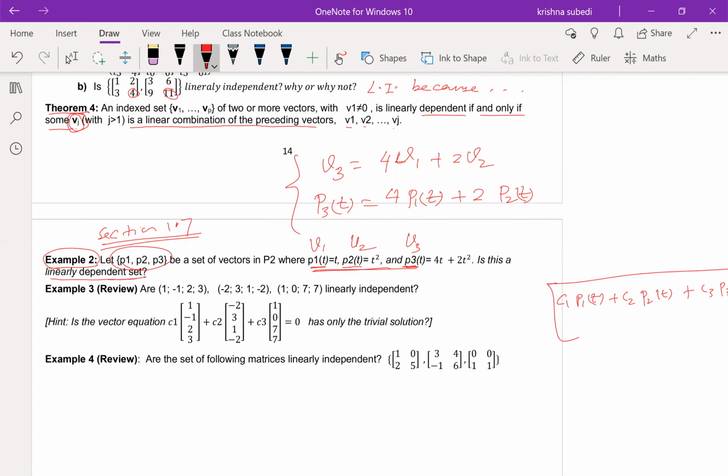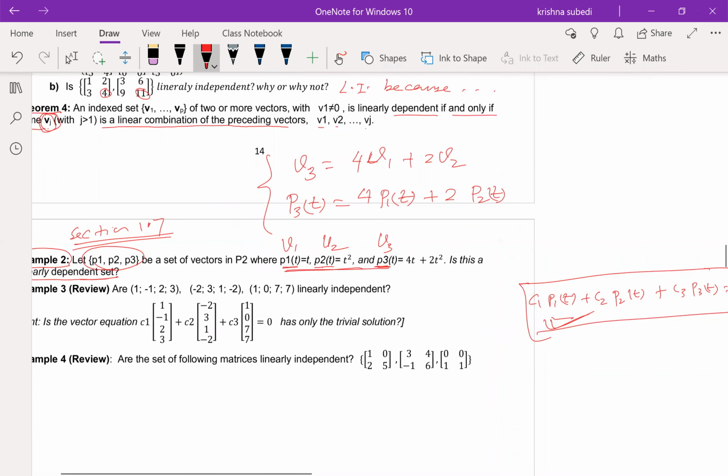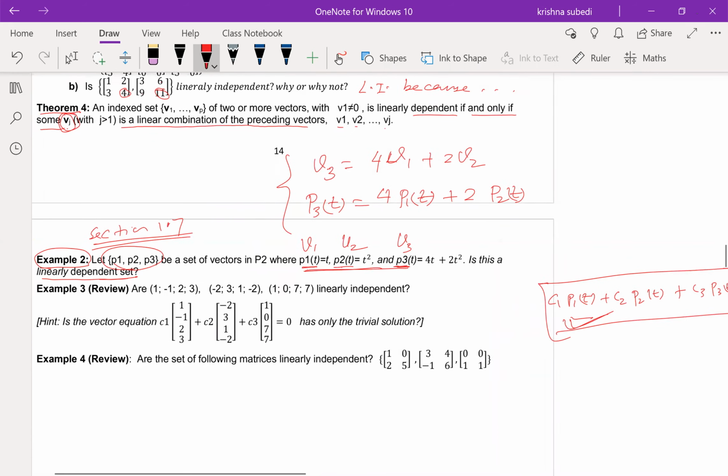Now you don't have to do all of these now. You don't have to solve that system of equations. That's what we learn in section 1.7. If you want to do it, no problem. You can still use that. But if you somehow can show that one vector is a linear combination of the other, then it saves time. It's a shortcut. That's the idea.